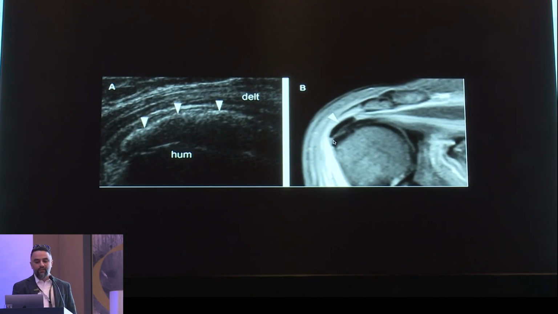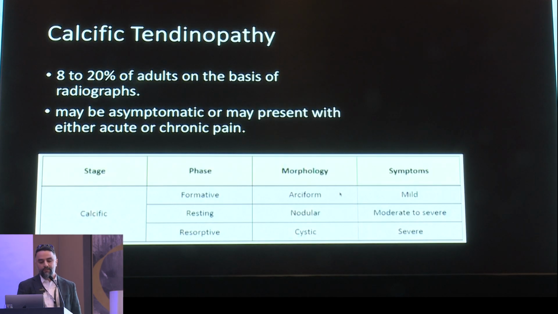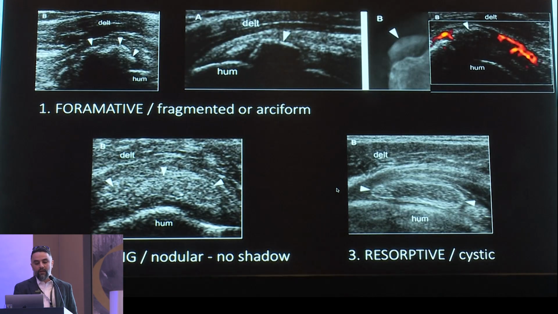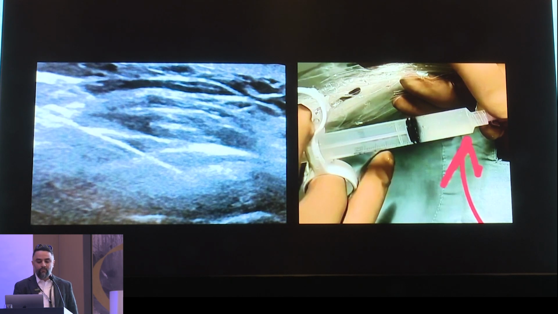Now, this is an easier one. You can see the low intensity calcification, and you see the same one, bigger, in the ultrasound. As Dr. Ahmed explained, there are different stages: the formative, resting, and resorptive phases. You will see all of them. The morphology is a little bit different, and the symptoms are more severe as you go across the stages. The sonographic appearance will also be a little bit different. There's more vascularity as the patient is more symptomatic, the resting phase is more fading, and then there's a cystic appearance in the resorptive phase.